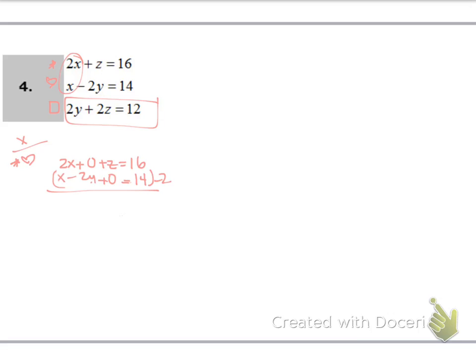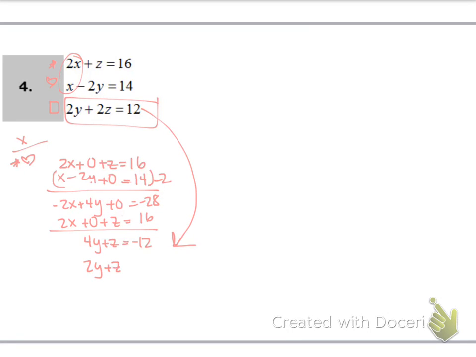So I'm still going to multiply this by negative 2, so I'll get negative 2x plus 4y plus 0 is equal to negative 28. To put my untouched underneath it, so now they actually line up, so you don't make the mistake I just did. When I add going down, my x's cancel. I get 4y plus z is equal to negative 12, and then I can match it with this other equation because they're both in terms of y's and z's.